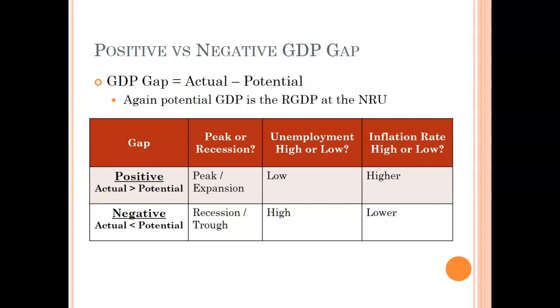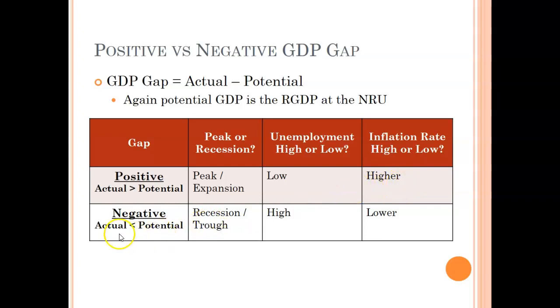So you might want to copy this down or take a screenshot of this. The GDP gap is the actual minus potential. And so what does this tell us? Well, typically if you get a positive real GDP gap, where the actual is greater than potential, that means you're probably at a peak or an expansion. Unemployment is probably low, and inflation is typically thought to be higher.